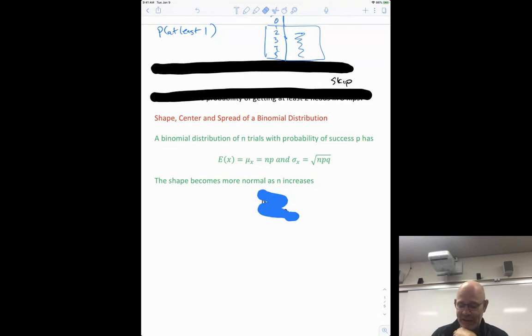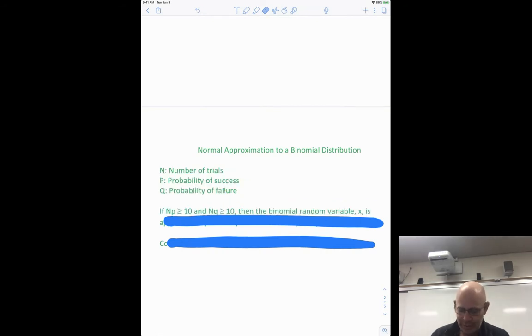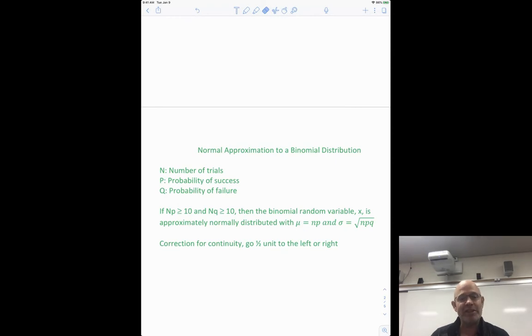It also turns out that the shape needs some help to be normal. So what we're going to do is use the normal approximation to help with this. But np and nq must both be greater than or equal to 10 to make this roughly normal and okay to do. So what that means is then you can answer a question like this. Just putting it all together again, we're going to use a normal curve to approximate this.